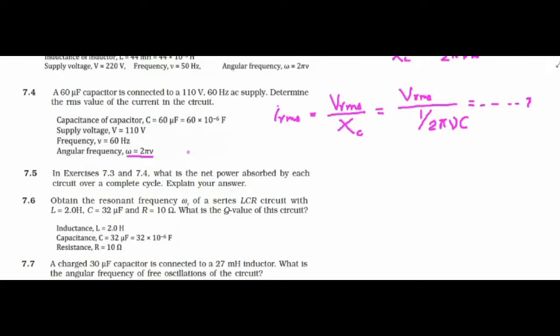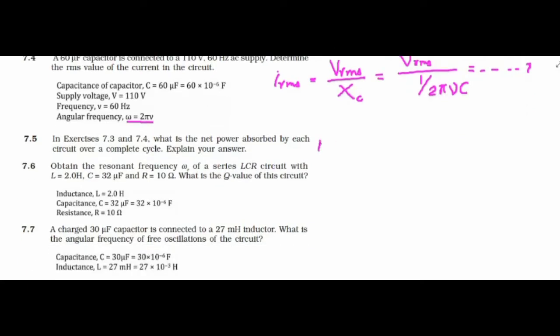Now question 5. In question 3 and 4, what is the net power absorbed by each circuit over a complete cycle? Explain your answer. So here, in both the cases, net power will be 0, because power formula P is equal to VRMS IRMS cos phi, and the value of phi is equal to pi by 2. Therefore, cos phi is 0, so power is equal to 0.